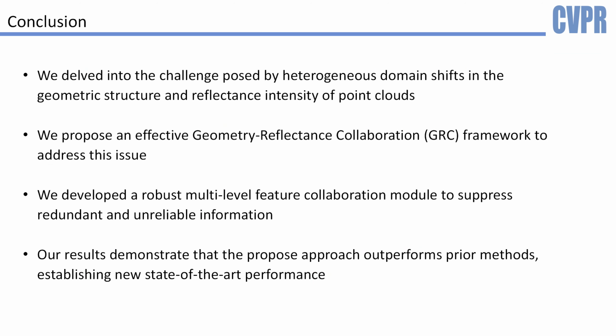In conclusion, we tackled the domain shift caused by changes in both geometry and reflectance. We proposed GRCNet to explicitly separate and collaboratively utilize geometry and reflectance features. We designed a robust multi-level collaboration module to suppress redundant information. Our results establish a new state-of-the-art performance under adverse weather conditions.